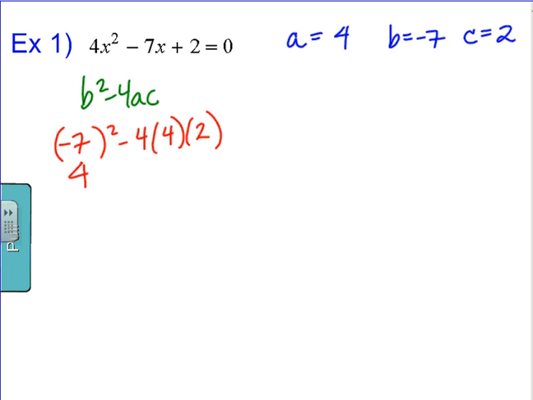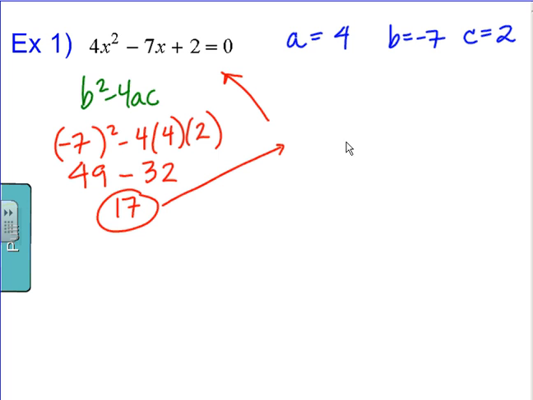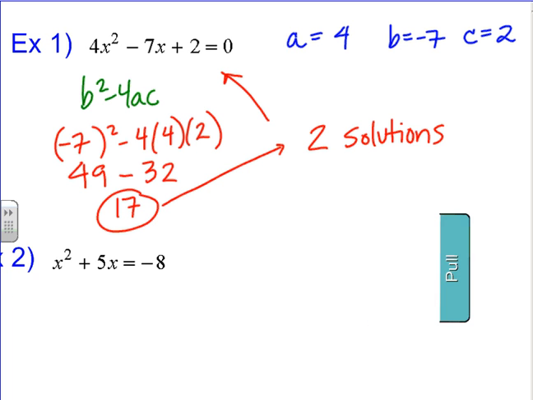Well, this would be 49 minus 16 times 2 is 32. 49 minus 32, that's going to be 17. Well, since 17 is a positive number, that means this particular quadratic will have two solutions, or will be crossing in two places on the x-axis. Let's take a look at another one here.